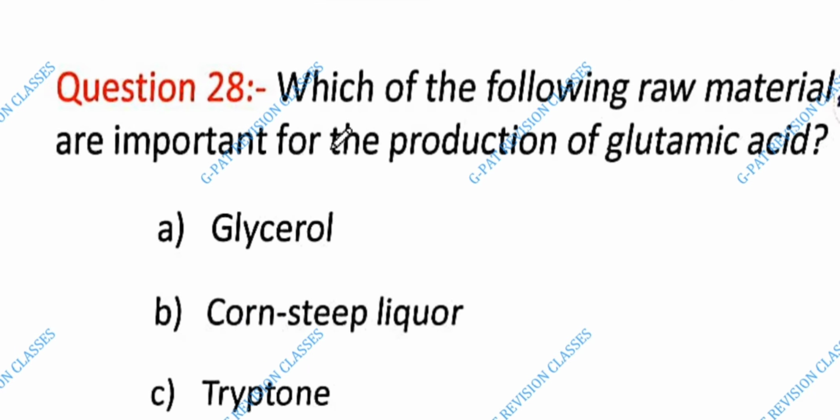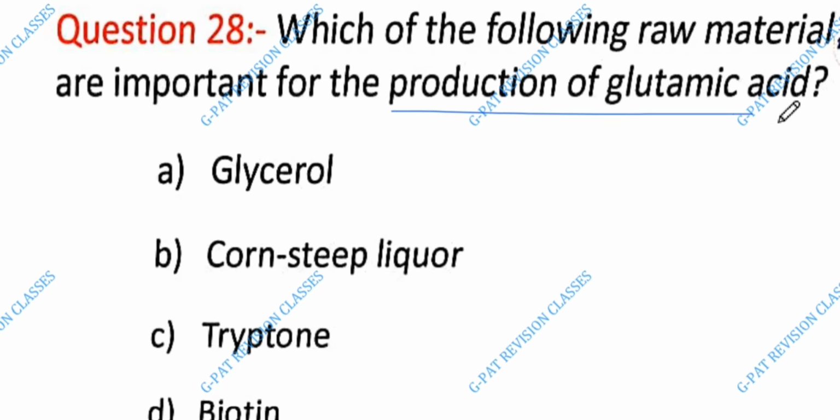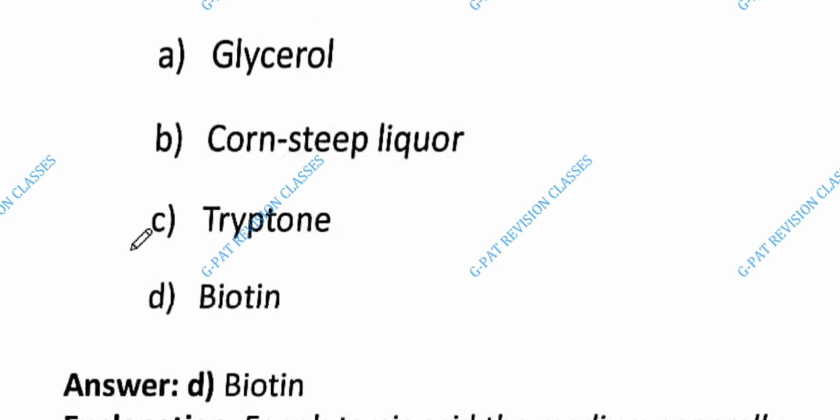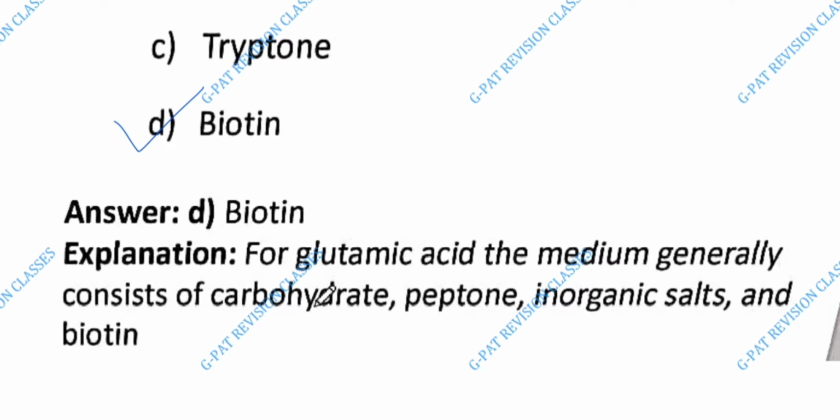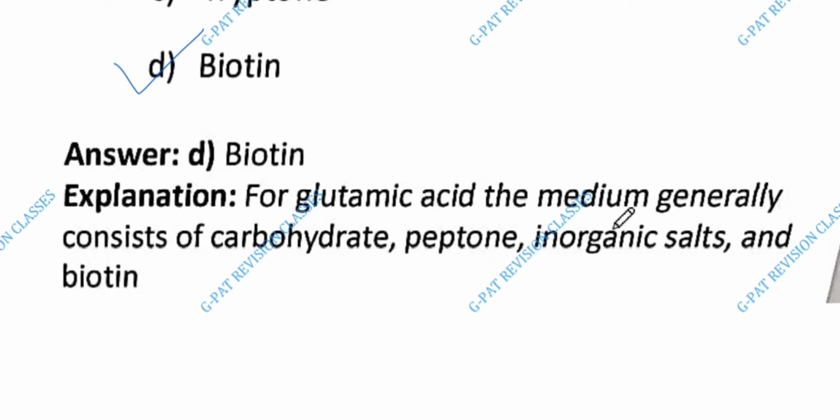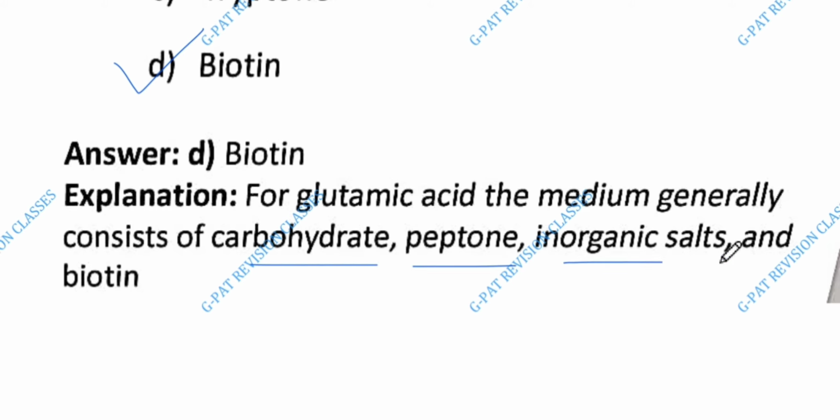Next is question number 28. Which of the following raw materials is important for the production of glutamic acid? The answer is D. Biotin. Explanation: for glutamic acid, the medium generally consists of carbohydrate, peptone, inorganic salts and biotin. The answer is D.